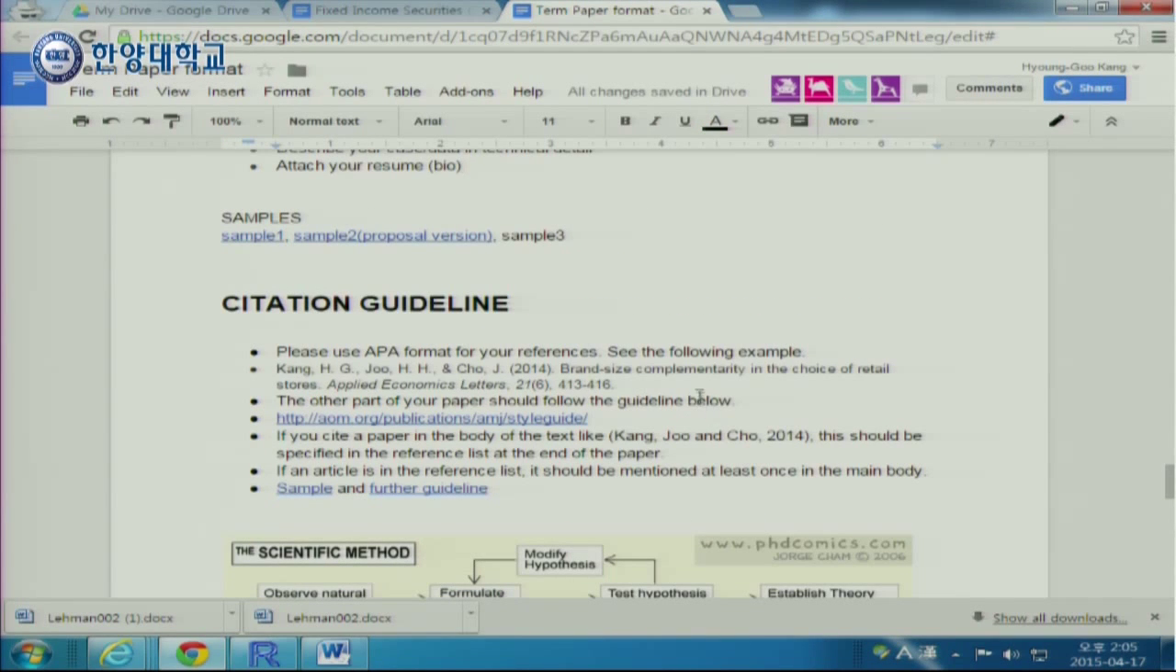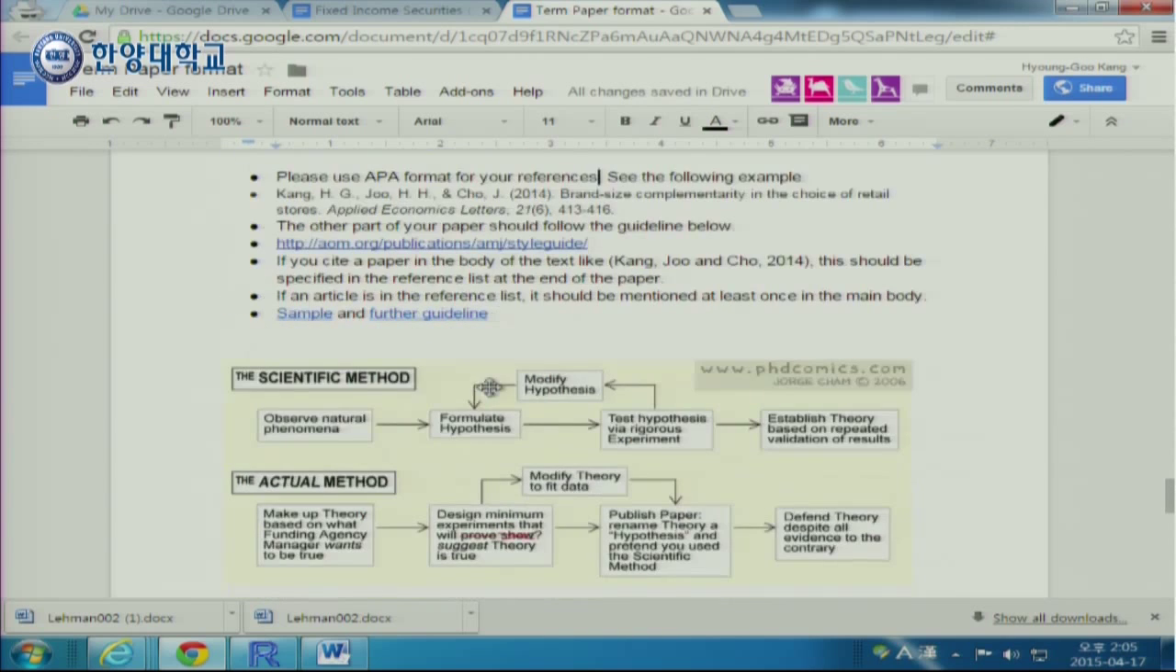Yeah. And then citation guideline. Please use APA format for your reference. See the following example like this way.